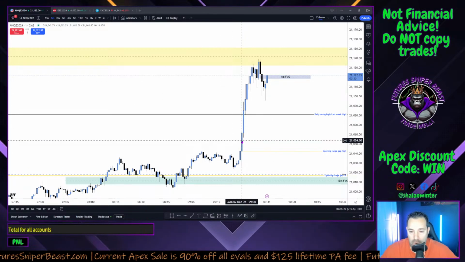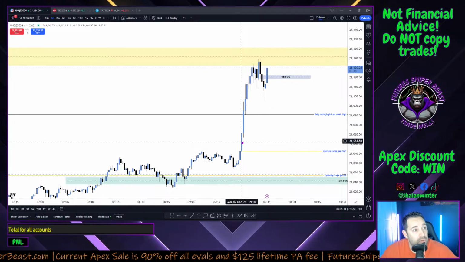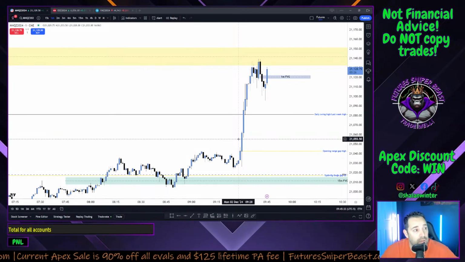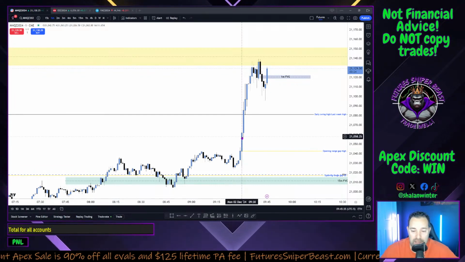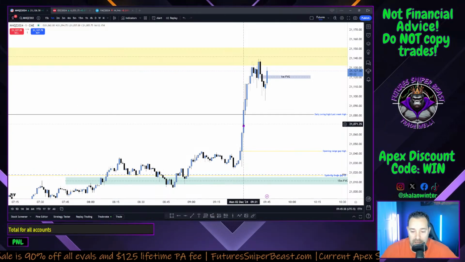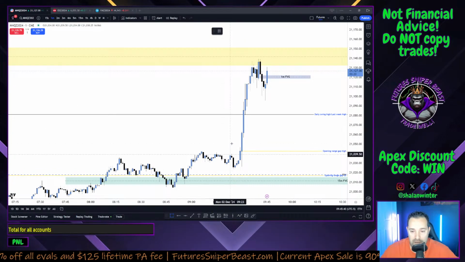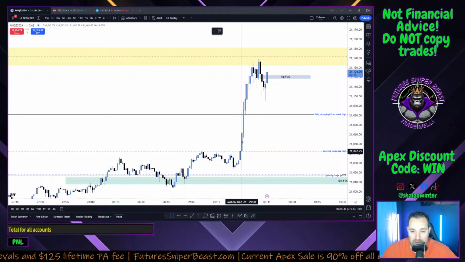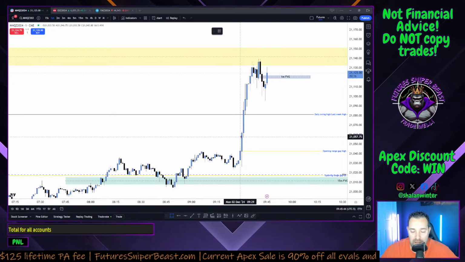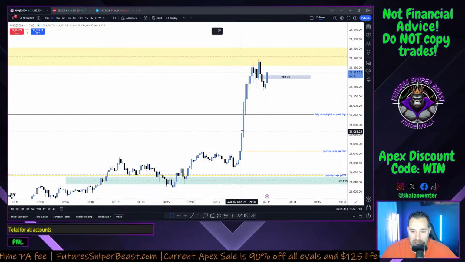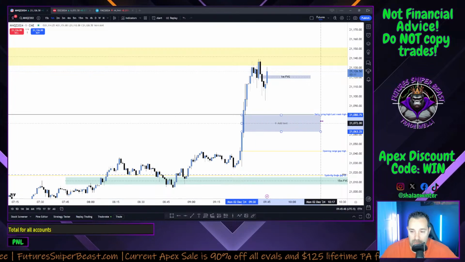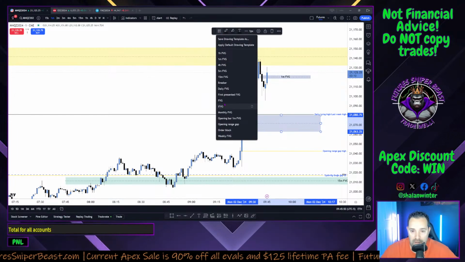Here we have the opening fair value gap. I was just about to say I'm about to put the first presented fair value gap, which is this one right here. This is the opening bar, right? So 9:30, that's not the first presented. The next bar is 9:31, and it has a fair value gap. So that's going to be our first presented fair value gap right there.